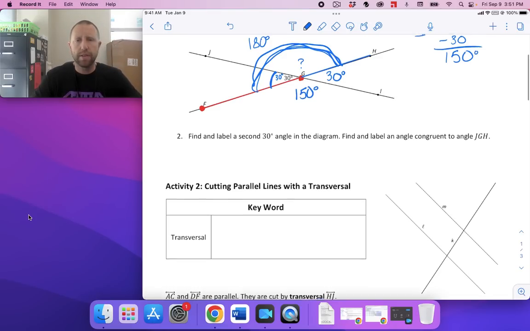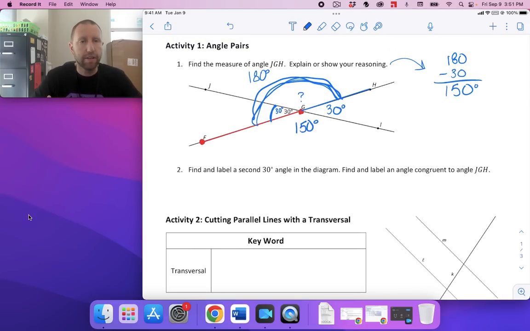The one thing I do want us to practice is labeling these angles. So let's go ahead and write that out for number 2. It says find and label a second 30-degree angle in the diagram. I put where the 30 degrees goes, right? It's this right here. How do I write out that angle? Use the angle symbol and then start at an endpoint, go to the vertex, then go to the other endpoint. So I would go HGI for that angle. For that angle that also measures 30 degrees.